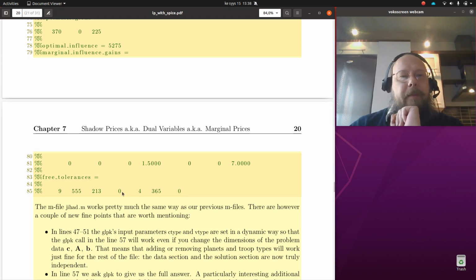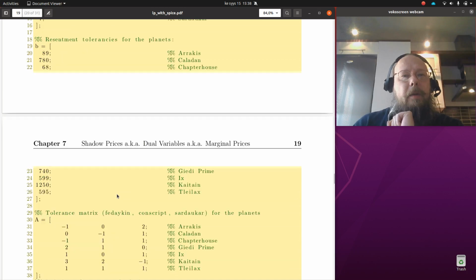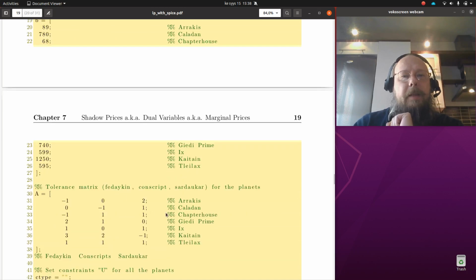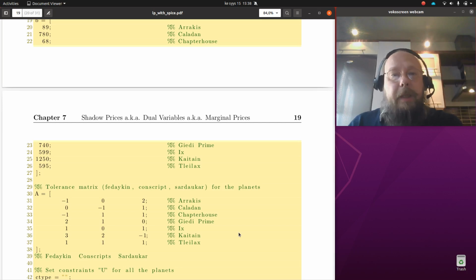The same thing for this. So this was 1, 2, 3, so it's the fourth planet. Let's see what the fourth planet is. This is Giedi Prime. The same thing there. Giedi Prime is the Harkonnen planet, if I remember correctly.